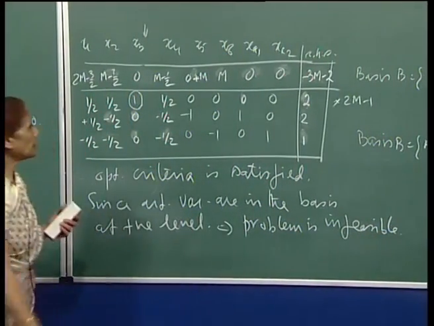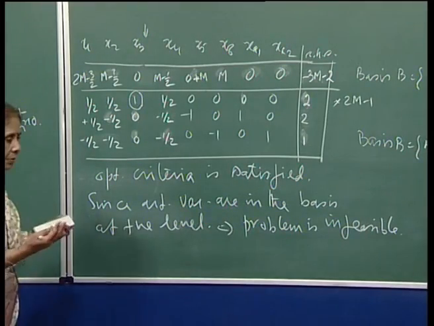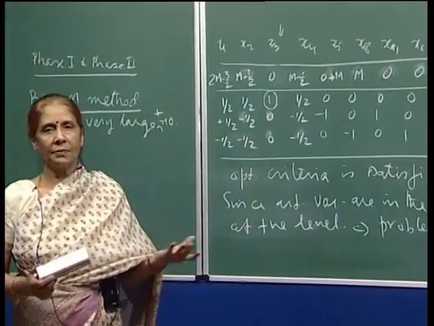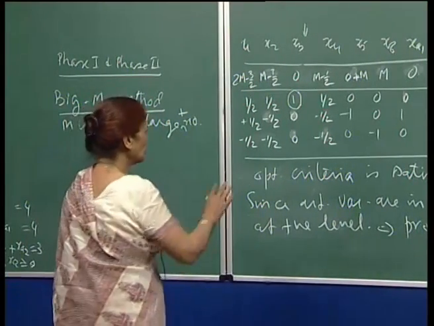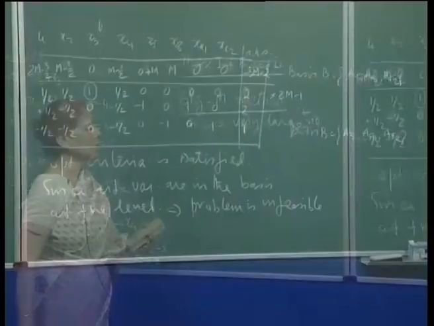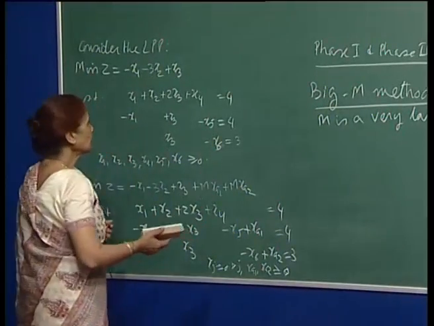Right. As I told you in the beginning, I will repeat it again, that in case there was a basic feasible solution to the original problem, the artificial variables would have been driven out. They would have become 0 level. So, this tells you that the starting problem is infeasible. So, there is no point going ahead with it. Right. Now, I want to show you another case that can happen.